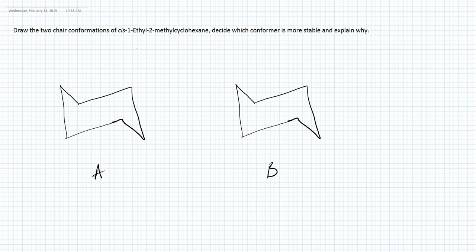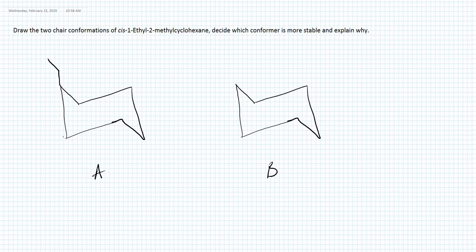So how can we draw cis-1-ethyl-2-methylcyclohexane? In order to do that, you need to number the carbons on the chair cyclohexane. You can do it arbitrarily, but I always start from the upper carbon as number 1, and the second is number 2, 3, 4, 5, 6. You can number this way. So let's start drawing. We need to draw an ethyl group on the first position. You can either start with an equatorial ethyl or axial ethyl, but let's start with the axial one.